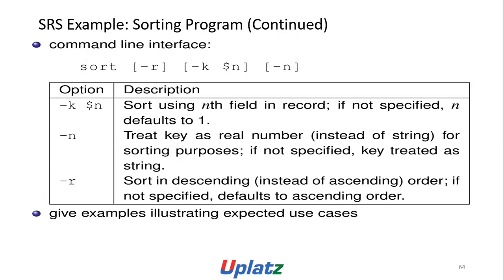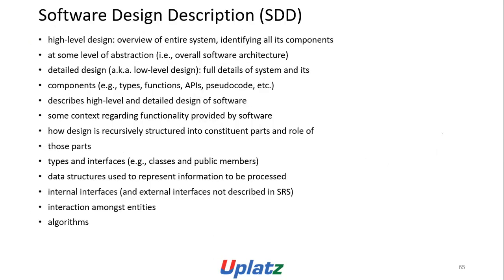SRS example, sorting program continued: command line interface, sort -r -k $n -n. -k $n: sort using nth field in record; if not specified, n defaults to 1. -n: treat key as real number instead of string for sorting purposes; if not specified, key is treated as string. -r: sort in descending instead of ascending order; if not specified, defaults to ascending order. Give examples illustrating expected use cases.